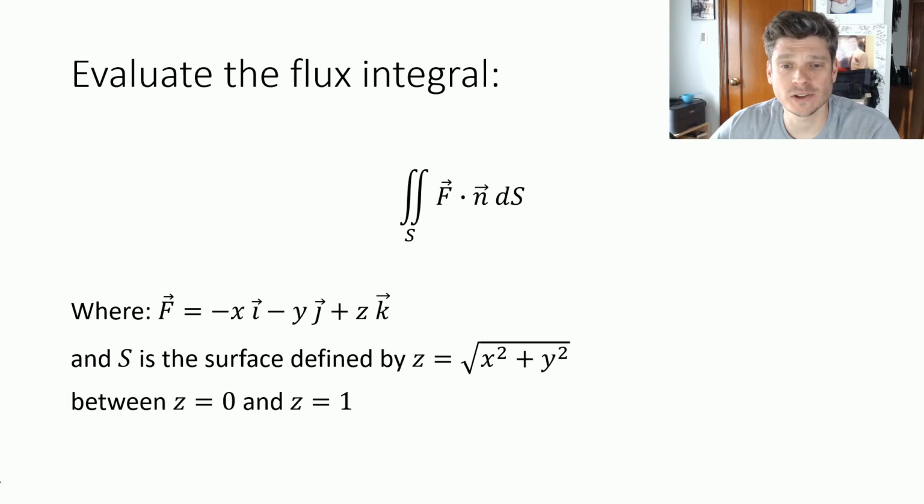Now for this particular case, our vector field f is going to be given by negative x in the i hat component, negative y in the j hat component, and z in the k hat component. And our surface S is defined by z equals the square root of x squared plus y squared, which is the surface that defines our cone with a point at the origin and opening upwards. And so we're looking between the planes z equals 0 and z equals 1 for our surface. So again, our surface is that bounded cone.